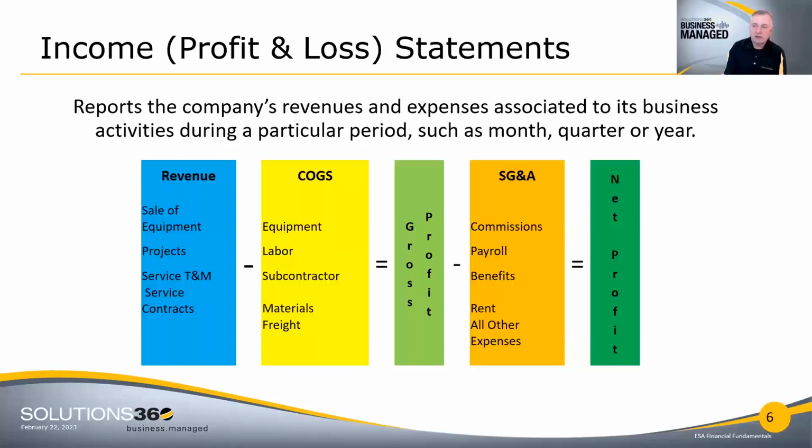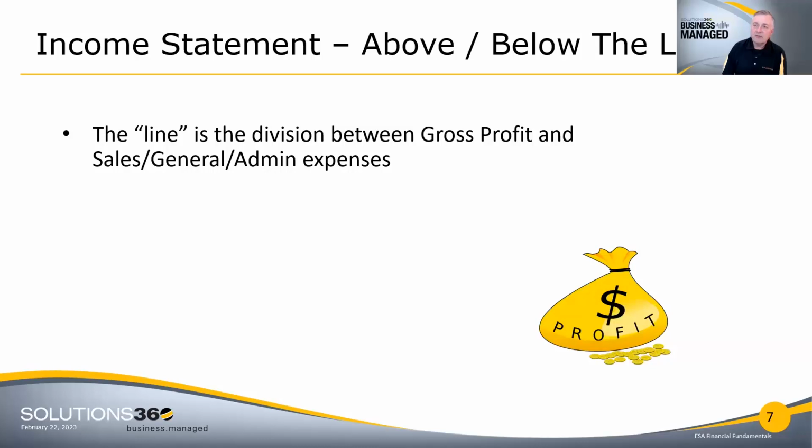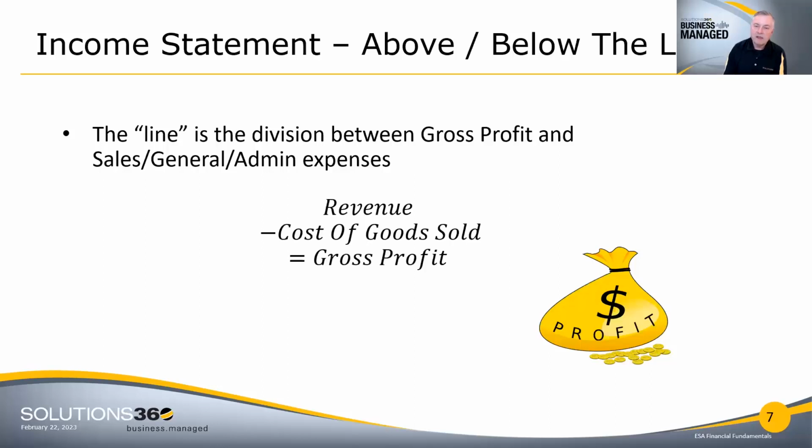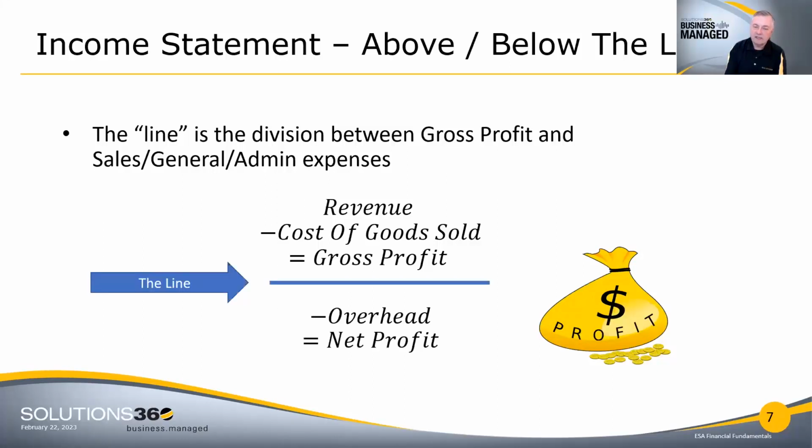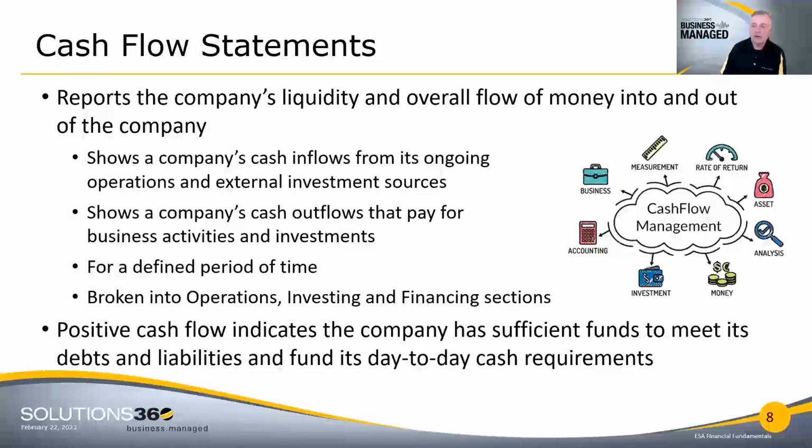So we want to talk a little bit about this thing called the line. Some of you have heard about, is it above the line or below the line? And the line is simply where gross profit is separated from sales, general, and administrative expenses. So if we have revenue and we subtract out our cost of goods sold, often an allocated number, that equals our gross profit. That gross profit then becomes the line that separates the overhead and the bottom line, which is net profit. And so the most important line is not whether it's above or below the line. The most important line for you to think about from your accounting perspective is whether or not your bottom line is positive.